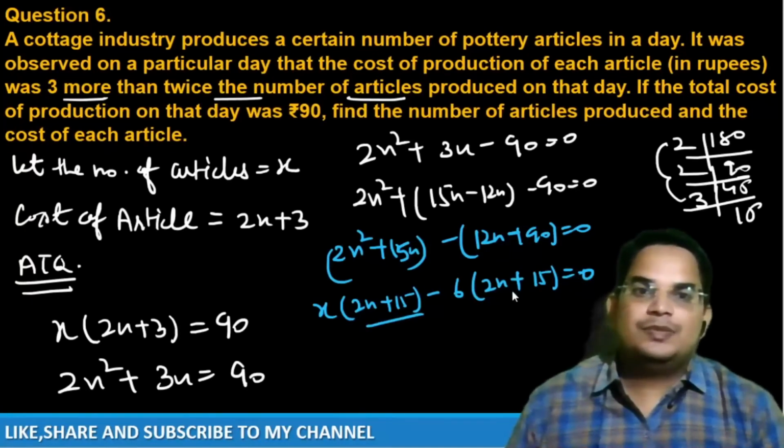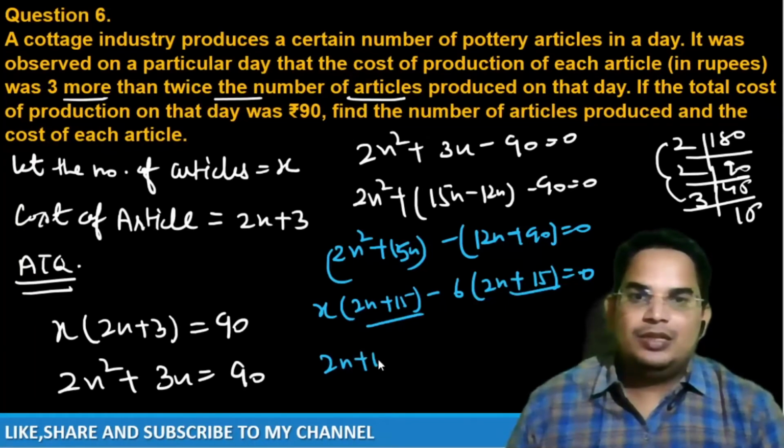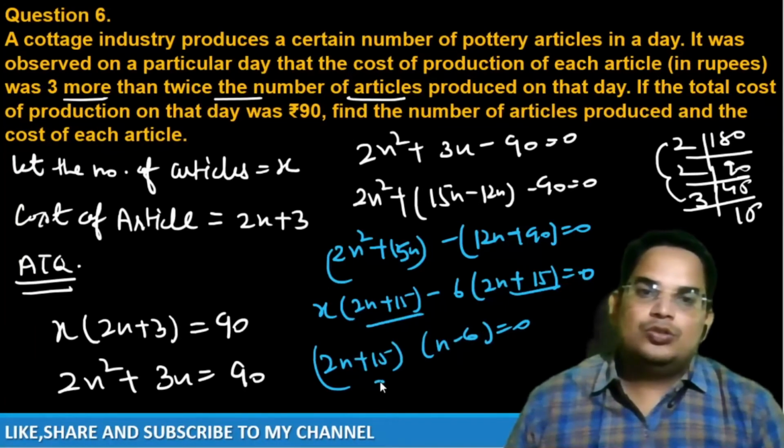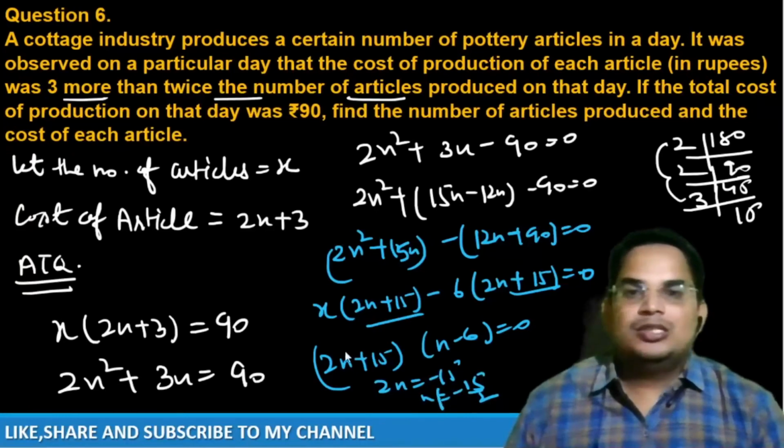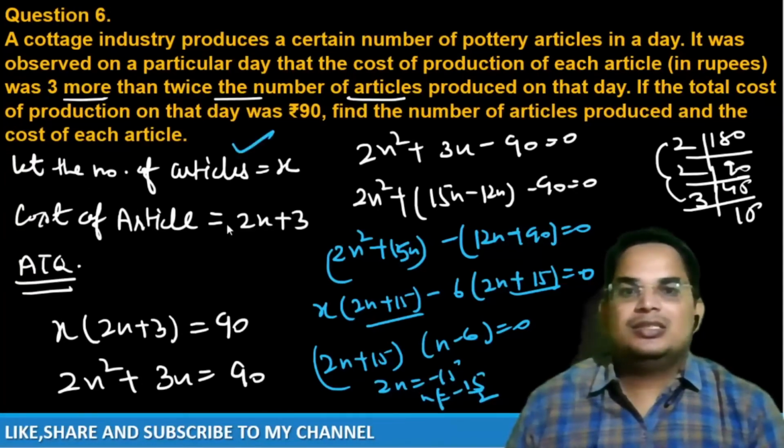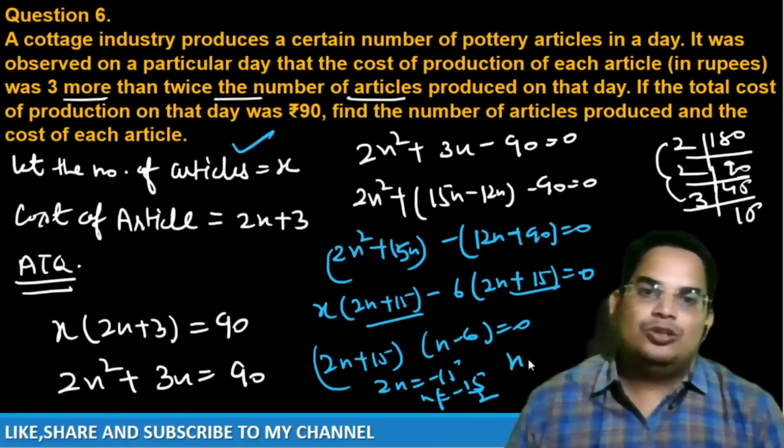After this, take the common 2x plus 15, and now you can say this is the x minus 6 is equal to 0. So 2x is equal to minus 15 and x is equal to minus 15 upon 2, which is not possible. The production, the number of articles, cannot be negative. So x minus 6 is equal to 0, x is equal to 6.